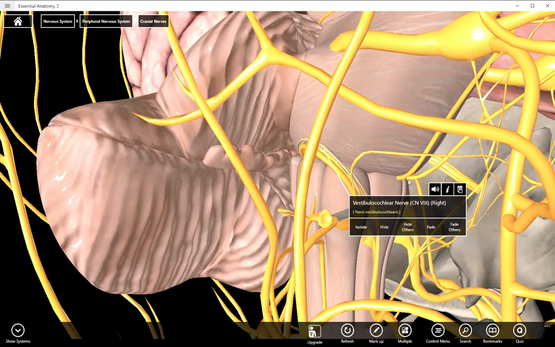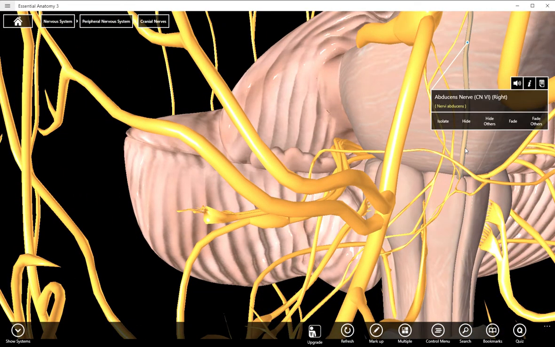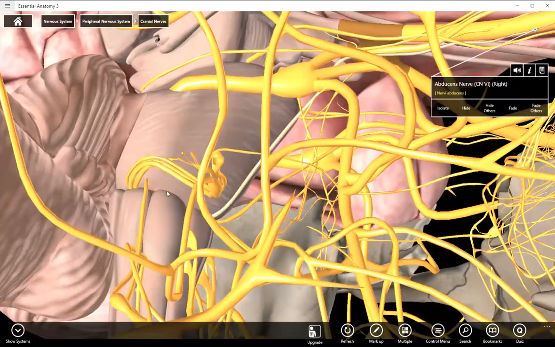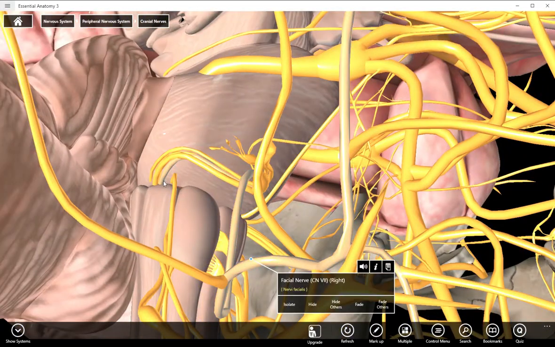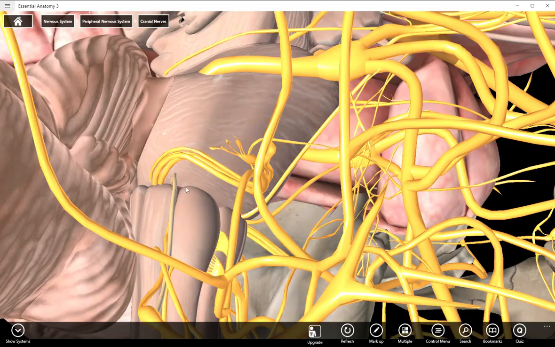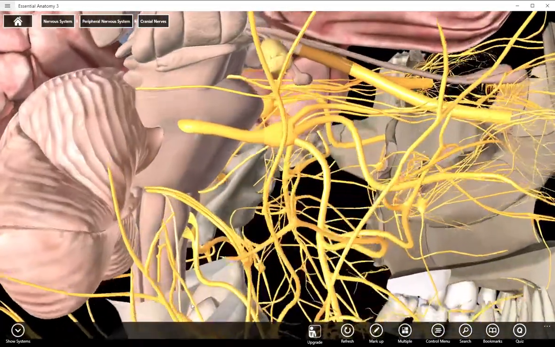So just a real quick recap, we had abducens, which was 6, and then facial, which was 7, and vestibulocochlear, which was 8. And then we have glossopharyngeal, cranial nerve 9. I'm going to zoom out a little bit. This is pretty cool.